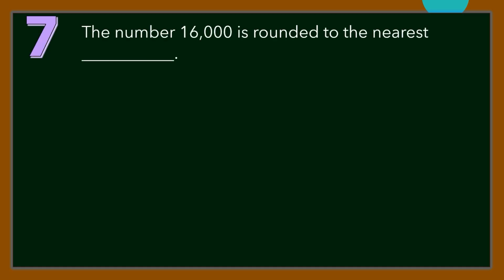Number 7. The number 16,000 is rounded to the nearest blank. Since 16,000 has 3 zeros, then this must be rounded to the nearest thousands.